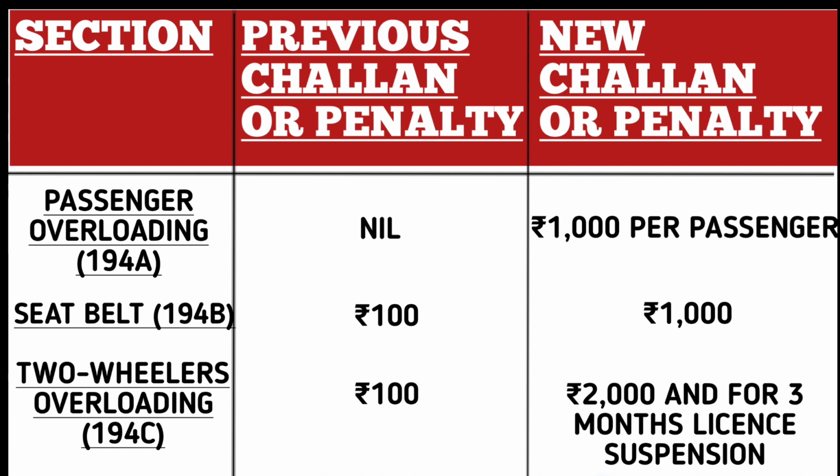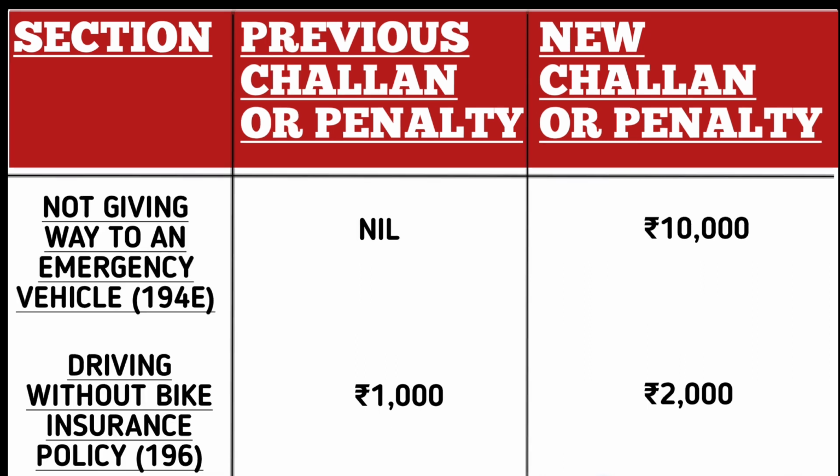Previously, rupees 100 was imposed as a penalty on its violation, which is now being increased to rupees 1,000 after the amendment. Next is the two-wheelers overloading, which is covered under section 194C. Previously, rupees 100 was imposed as a penalty on its violation, which is now being increased to rupees 2,000 plus 3 years license suspension could be imposed by the government.